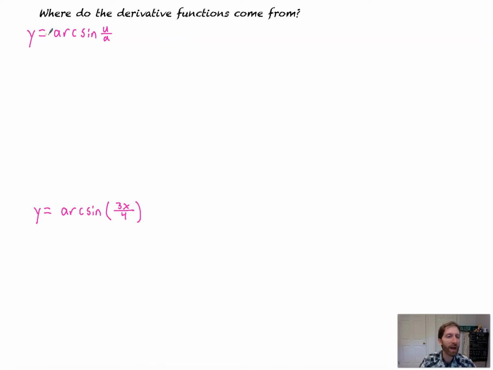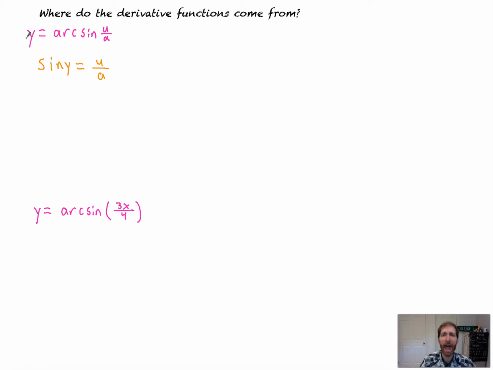Let's go. y equals arc sine of u over a. We want the derivative of that. Now, we can't just roll into town and take the derivative. We don't know what the derivative of that is. So the best way to do this is to rewrite it: if arc sine of u over a equals y, since it's an inverse function, we can switch the input and the output and say sine of y equals u over a, right?